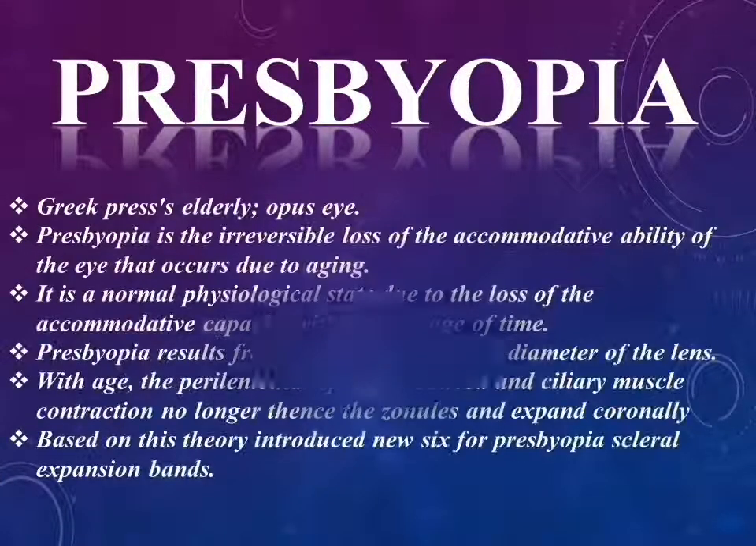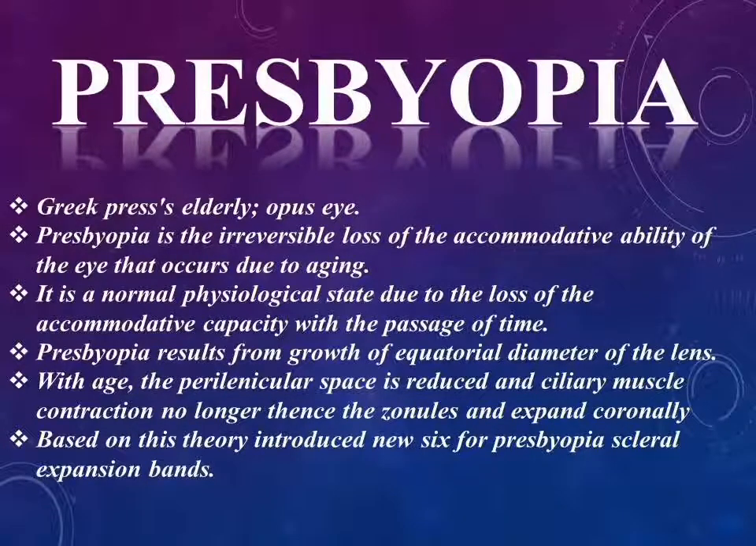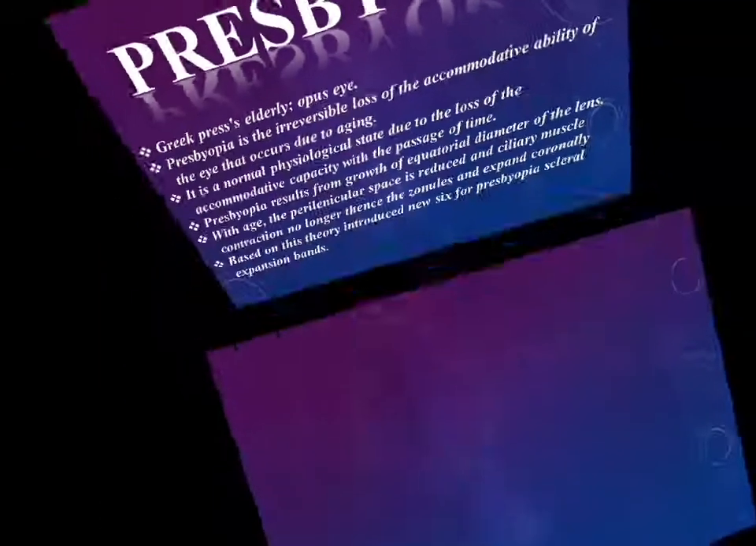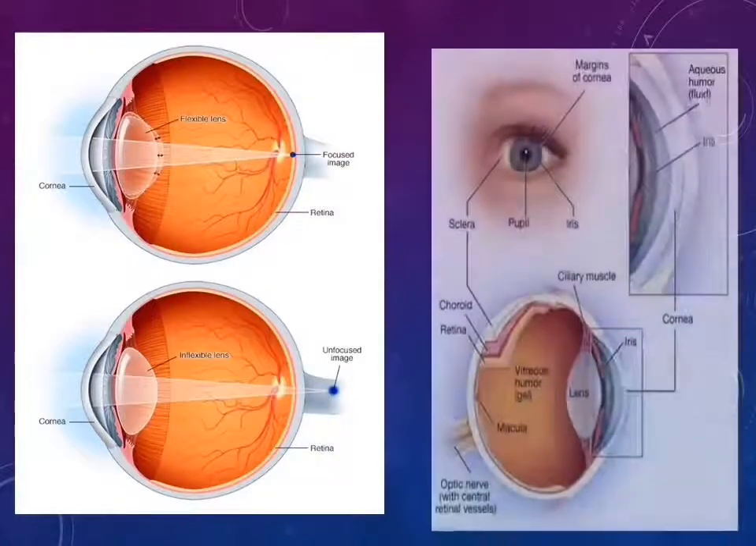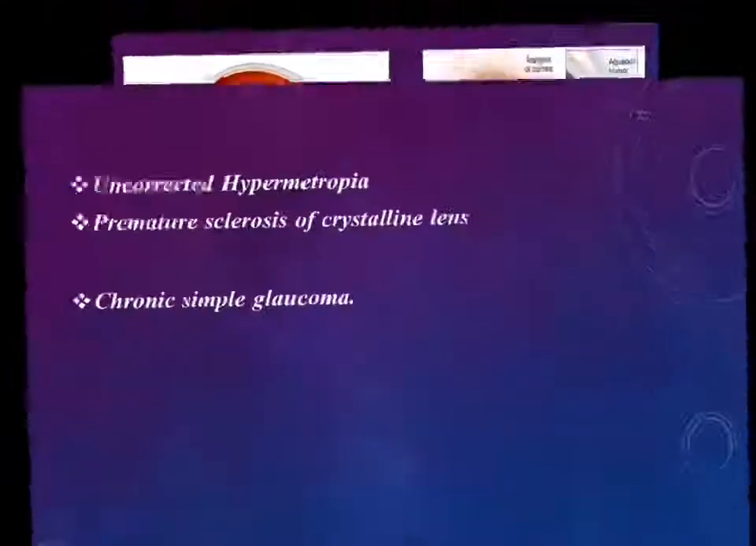Presbyopia results from growth of the equatorial diameter of the lens. With age, the periphery space is reduced and the ciliary muscle contracts no longer, thence the zonules are expanded.